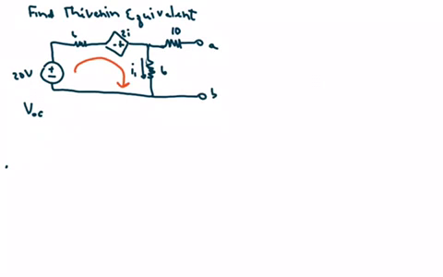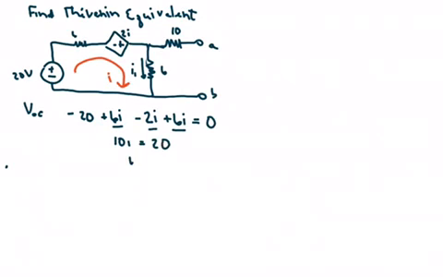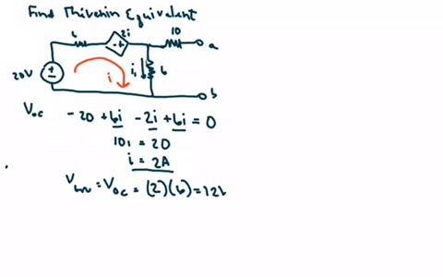and know that we only have I going through here. So minus 20 plus 6I minus 2I plus 6I equals 0. Combining my like terms, 10I equals 20, and I is going to be 2 amps. Okay, so VOC is going to be the voltage across that 6 ohm resistor, which is our current, times the resistance, which is 6, which is 12 volts.